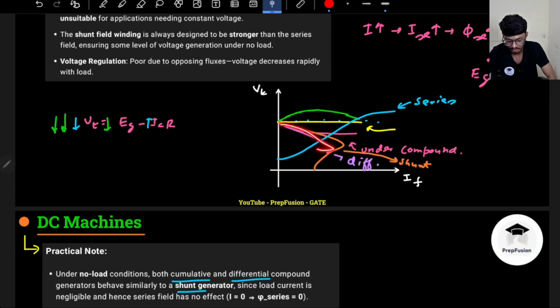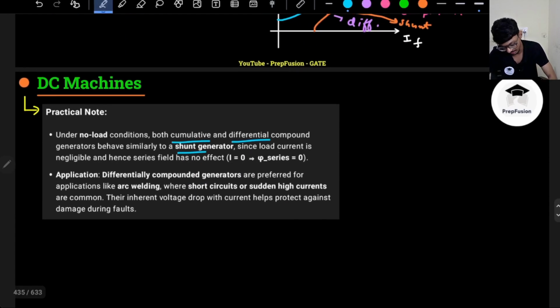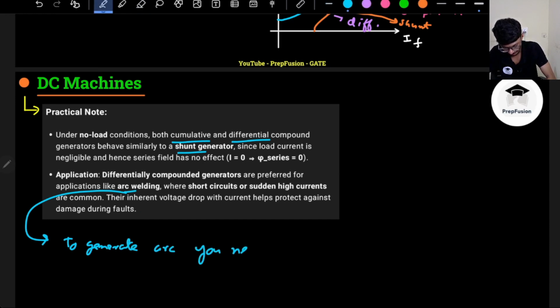In case of arc welding, the current is high but the voltage is low. To generate an arc, what happens? Initially, to generate the arc, you need high voltage. Why? For breakdown of air.